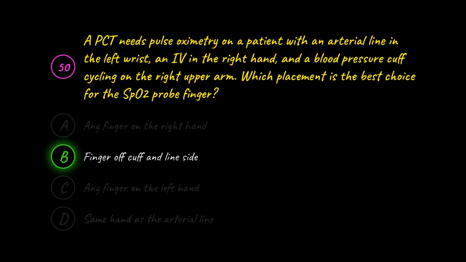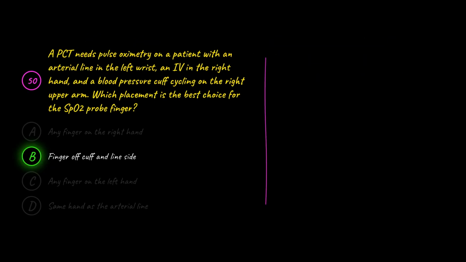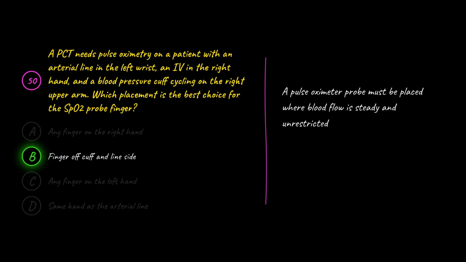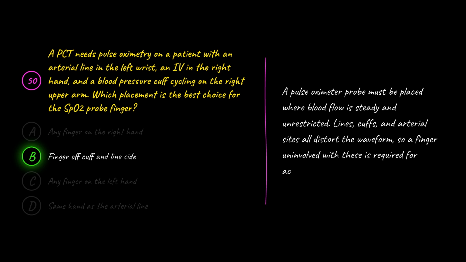The correct answer is B. Finger off cuff and line side. B is correct because a pulse oximeter probe must be placed where blood flow is steady and unrestricted. Lines, cuffs, and arterial sites all distort the waveform, so a finger uninvolved with these is required for accuracy.